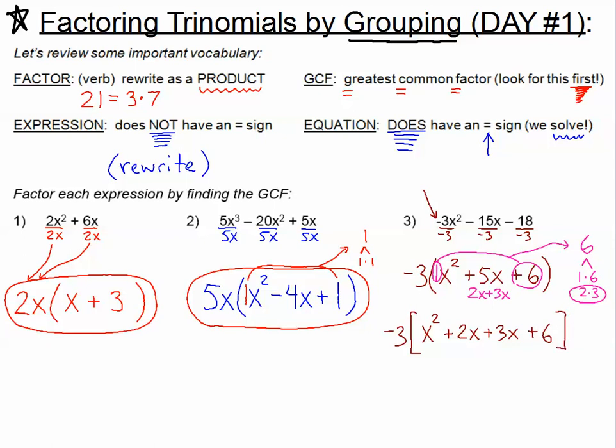We've done this a bunch of times by now. Group the first two terms together. Don't forget the negative 3. I'll just leave that right there. And I'm going to have the bracket. I'm going to pull out an x from the first two terms, and I'm left with x plus 2.